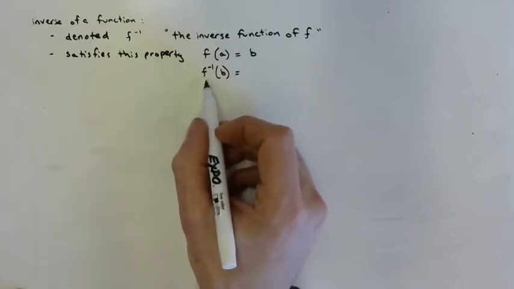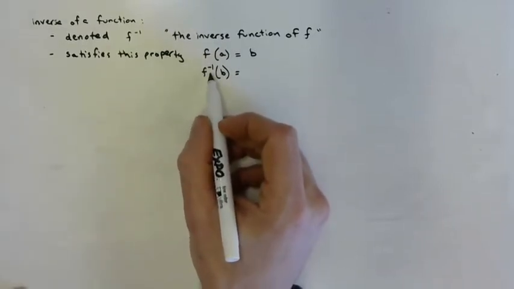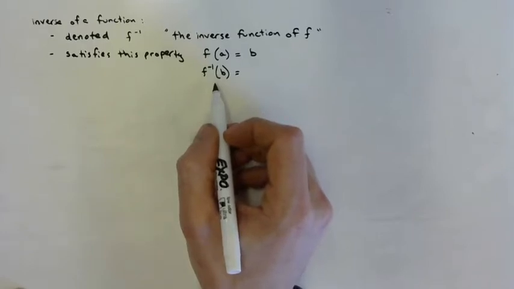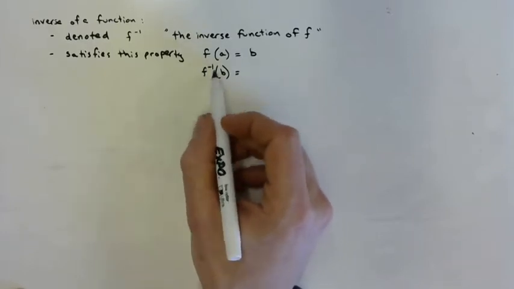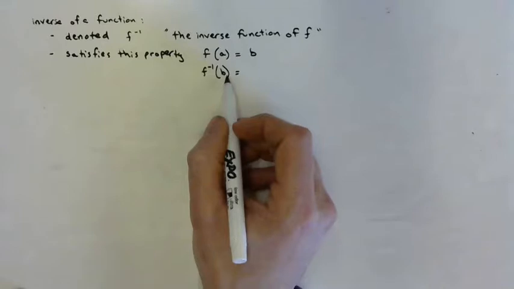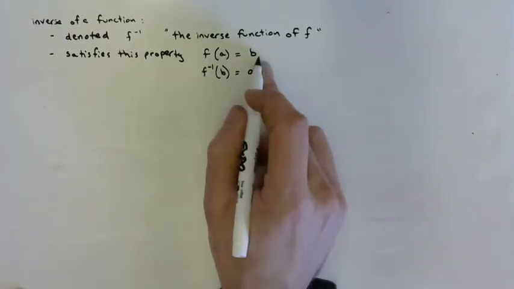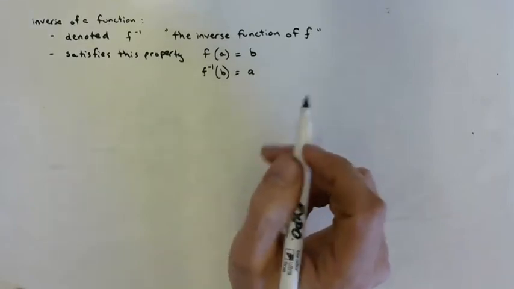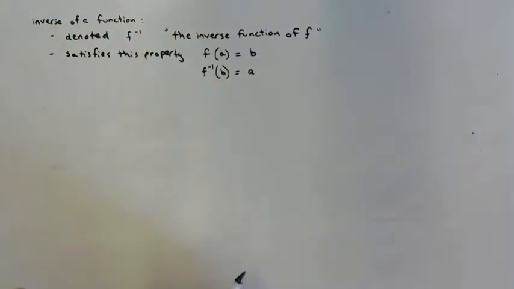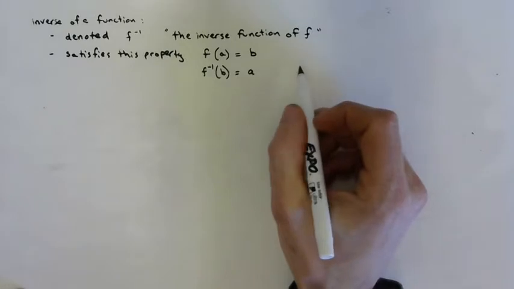One mistake. Yep. In the inverse function, remember the inverse function is going to undo the original function. So what would happen to b if I put it into the inverse function? What's going to come out? a. It's going to come out. Okay.